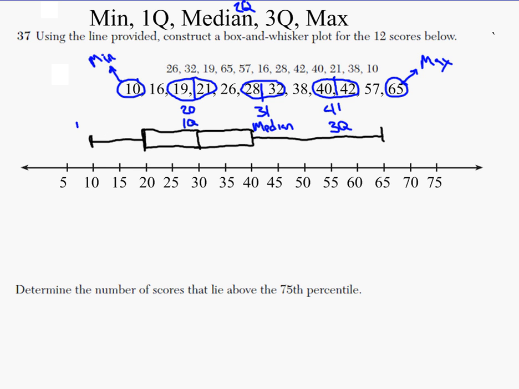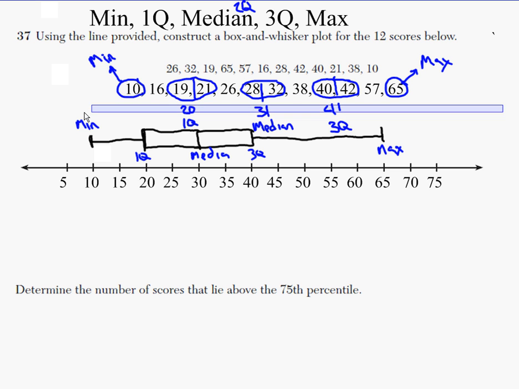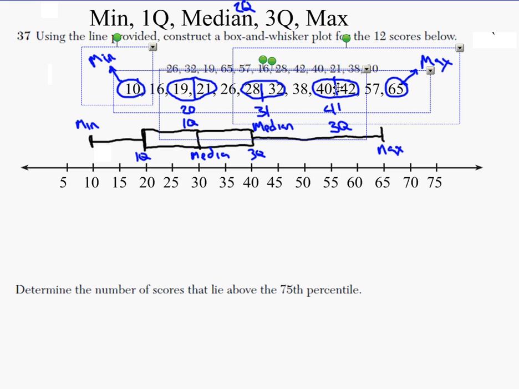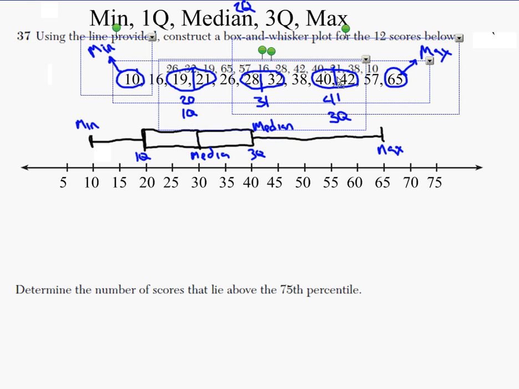So this part is the minimum. This part is first quartile. This is the median. This is the third quartile. And this part is the max. Okay? Let me go ahead and move this stuff up, see if I can move it up, just to get it out the way there.